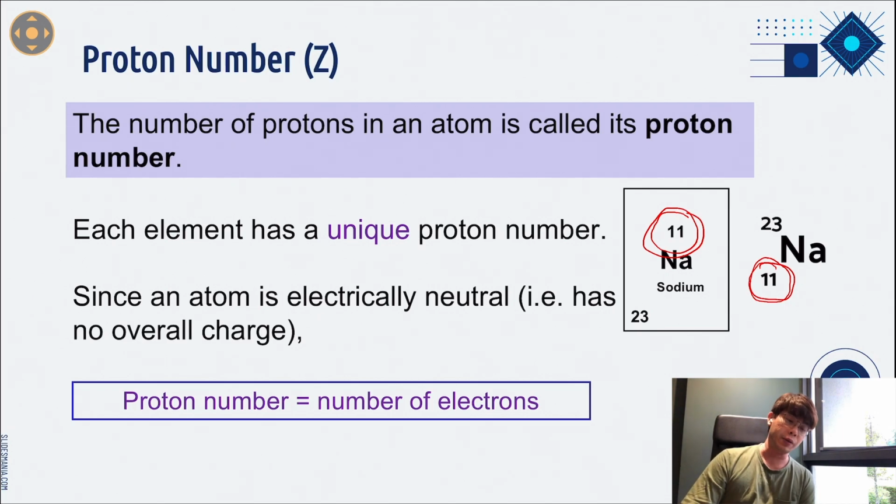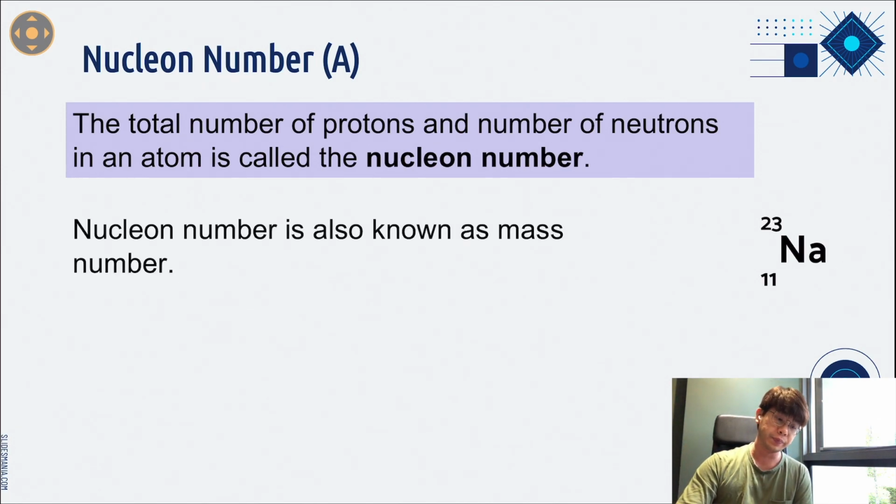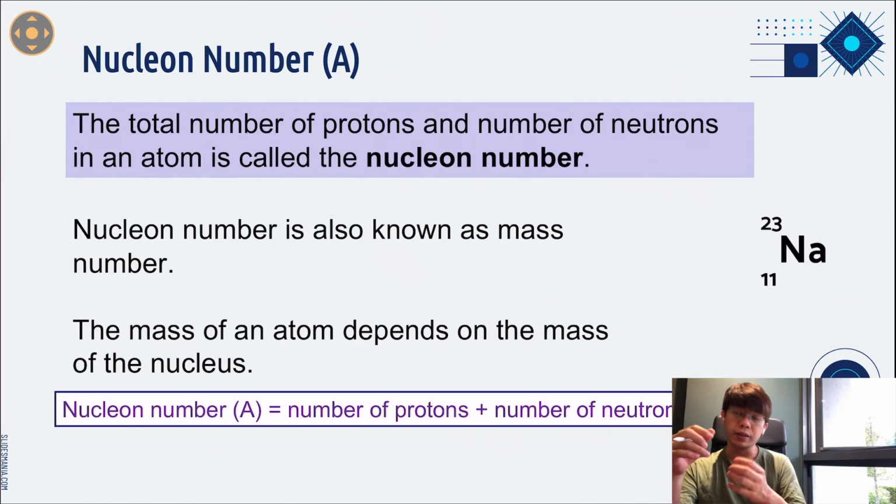So what about the other number? The other number is called the nucleon number. Now, the word nucleon is probably a new word for all of you, but nucleon just means particles that are found inside the nucleus. The particles inside the nucleus are the protons and the neutrons, and therefore the nucleon number is the total number of protons and neutrons in an atom. It's also known as the mass number, and it depends on the mass of the nucleus. So the nucleon number is the mass of the nucleus, and since the protons and the neutrons are found in the nucleus, the nucleon number is the number of protons and neutrons inside the nucleus.